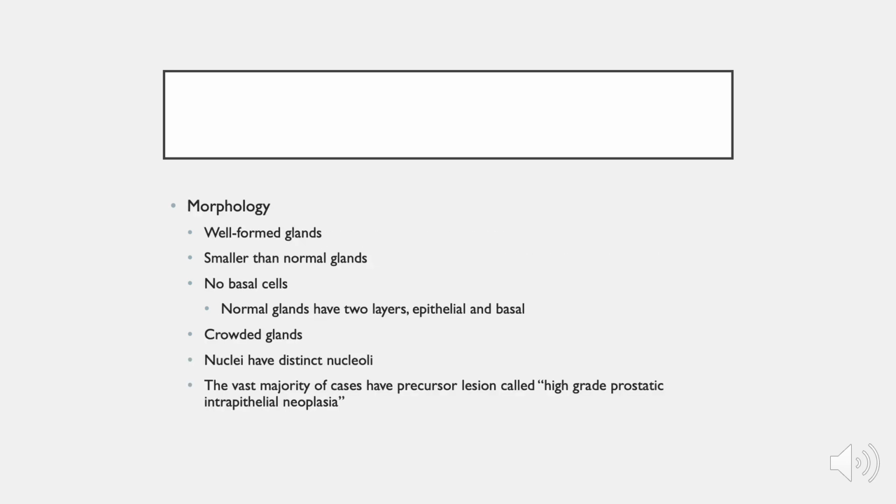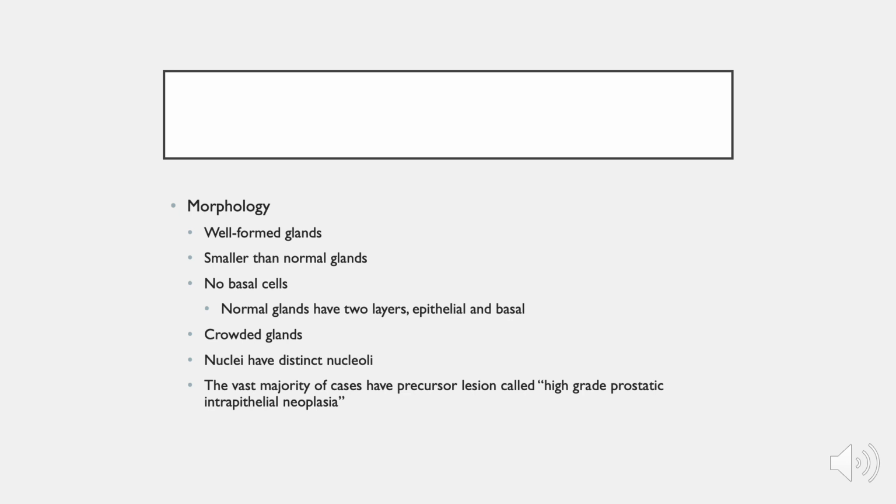Morphologically, most prostate cancers are well differentiated. They show well-formed glands, which are smaller than the normal glands. Normally, the prostate gland, similar to the breast, has epithelial cells and basal cells. In prostate cancer, we have only epithelial cells and the basal cells are absent. Those glands are crowded and the nuclei have distinctive nucleoli, which is a very important sign in prostate cancer. Normally, you shouldn't see nucleoli in normal prostate glands.